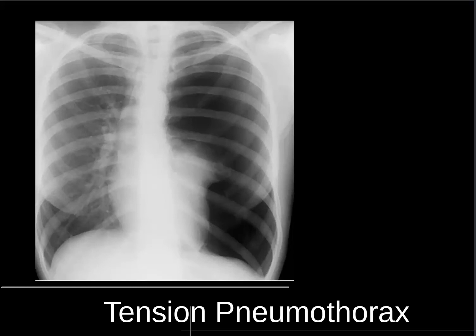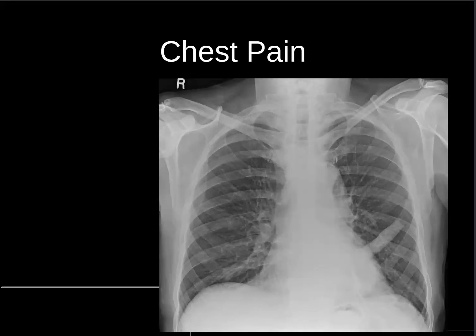You can see the asymmetry of the lungs. The left pleural space is now full of air. The left lung has collapsed to this little nub in here, which really pushed it down. But what gives it away is this mediastinal shift. There's a tracheal deviation and a mediastinal shift to the right. This is tension pneumothorax. Next case, chest pain.